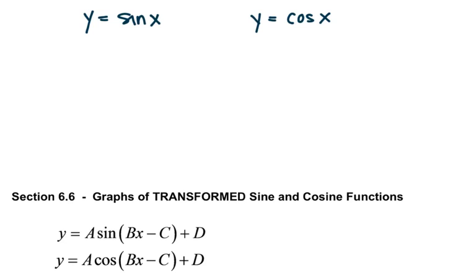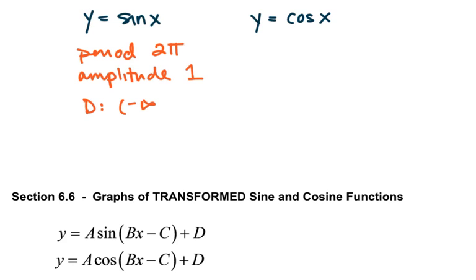We said that these two functions had a period of 2 pi. They had an amplitude of 1. Their domain is all real numbers, and their range is from -1 to +1. They're both continuous functions. We don't have any asymptotes to worry about. So now we're going to think about applying transformations.